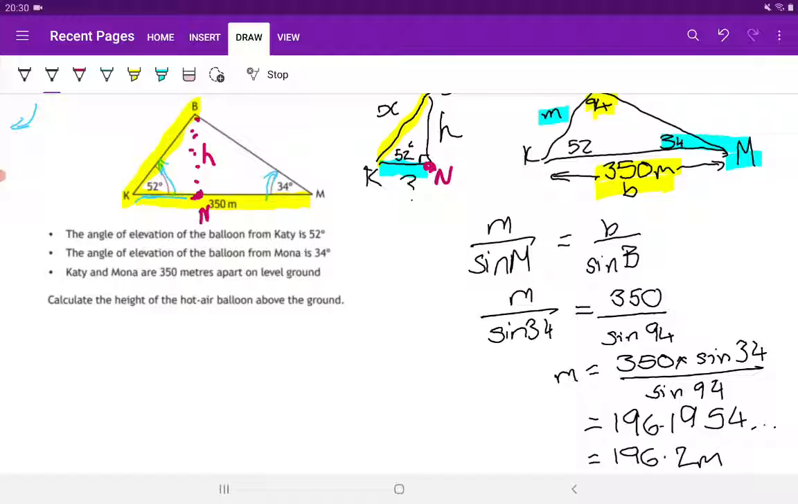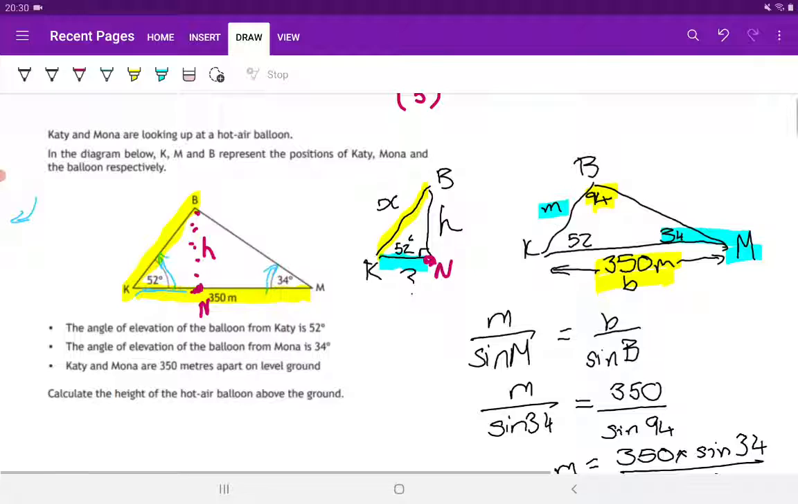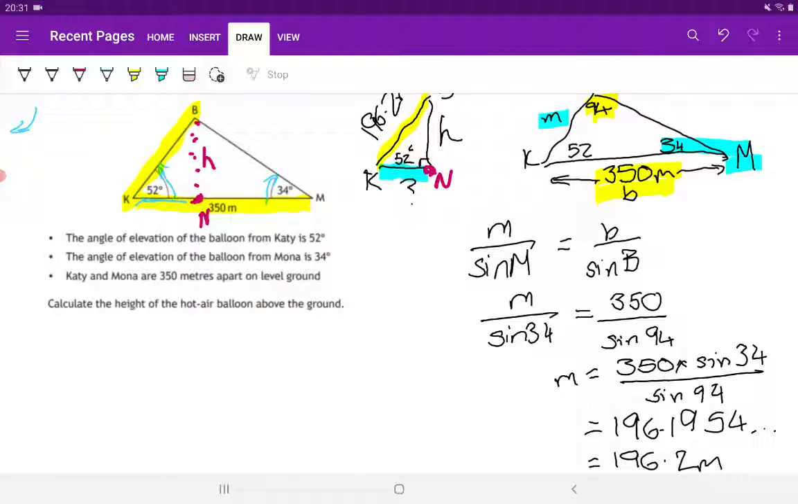So now I can go back to that right angle triangle that I was working with up here and say, right, well, we now know that this is 196.2. How is that going to help me get the height? Now, just for a bit of space, guys, I'm going to draw it again. So we're down here. We've got 196.2. We've got H is what we're trying to work out. We've got 52 degrees, and this angle here, remember, is 90.